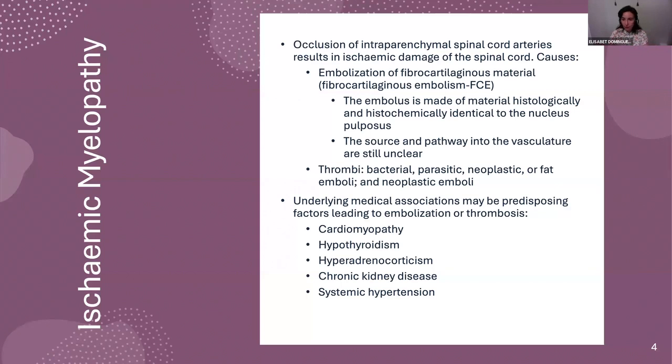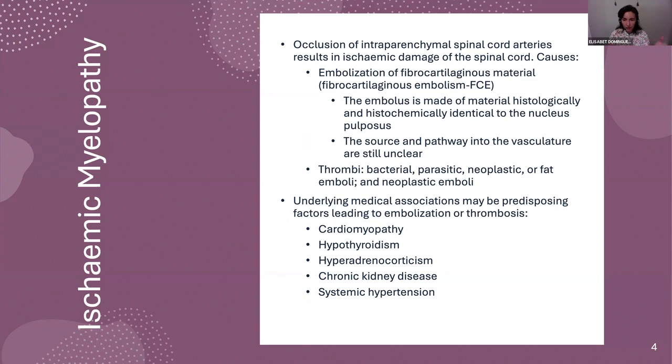There are several theories, but we don't know exactly how material that is the same as the nucleus pulposus enters the vessels and causes this type of ischemic lesion. And then the other type of lesions that may result in ischemic myelopathy are the presence of thrombi from bacterial, parasitic, neoplastic origin, and also we can see some neoplastic emboli. So those are the main causes for ischemic myelopathy in dogs and cats, with a special consideration in dogs for fibrocartilaginous embolism.